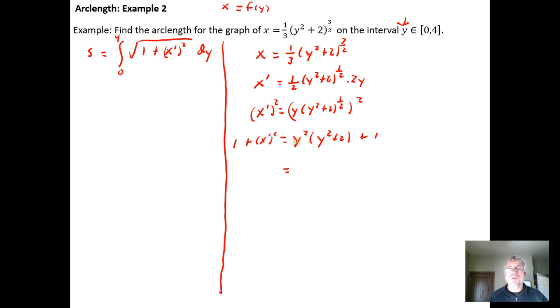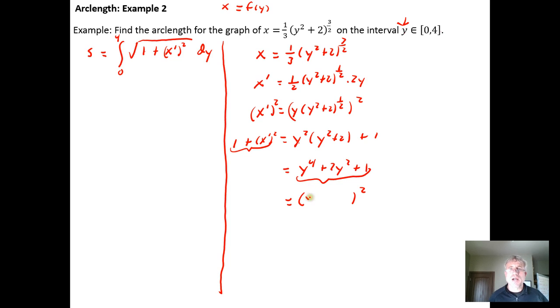And if we do that, we can expand this out a little bit. We get y squared times y squared is y to the 4th. Y squared times 2 is plus 2y squared plus 1. And so this is the mess right here that's going to need to go underneath the radical sign. So it'd be nice if we could write it in a form that's squared, so we can take the square root of a square.